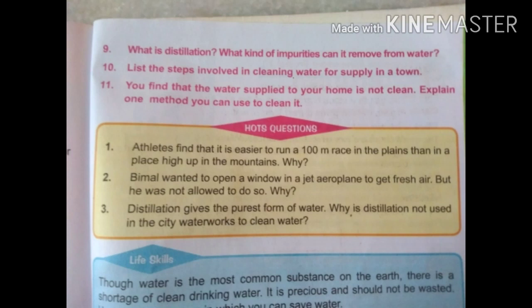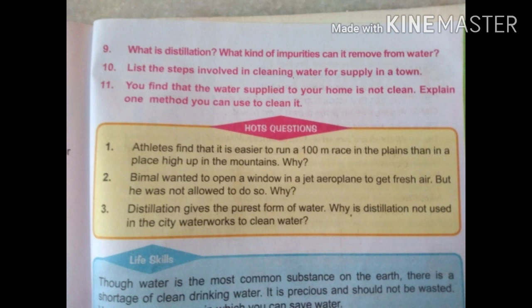Next, 10th question. List the steps involved in cleaning water for the supply in a town. So what steps do they involve? First, the sedimentation process. They allow the solid materials to settle at the bottom, and later they filter the water through gravel and sand. So now the water is purified. Whatever germs are present in it are killed by the third step, adding chlorine, the chlorination process. So by these three steps, sedimentation, filtration and chlorination, they purify the water and supply the water to the town people.